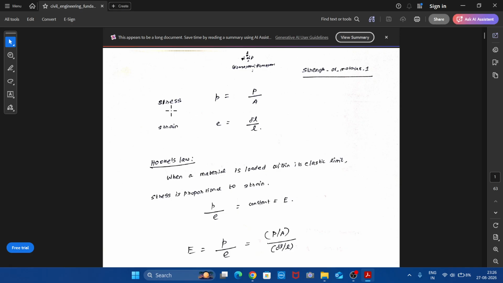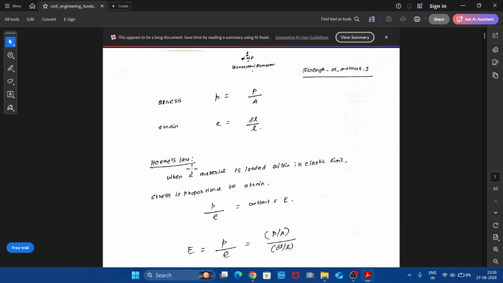The units for stress will be, since it is force divided by area, force shall be taken as Newton, area shall be taken as millimeter squared. So Newton per millimeter squared will be the units for stress. And strain, epsilon or small e, equals change in length by original length, delta L by L.